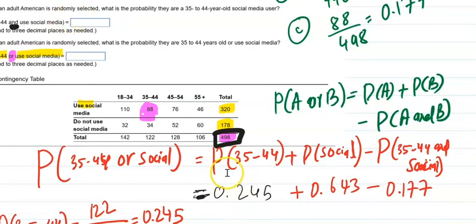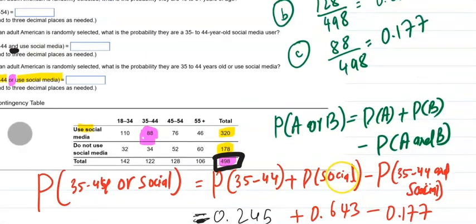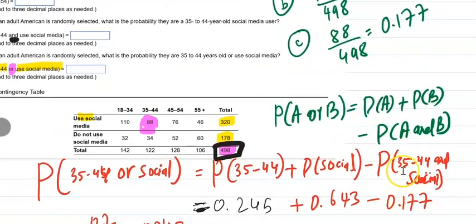is the probability of 35 to 44 plus probability of social going to be 0.643 we found in part A, and minus probability of 35 to 44 and social going to be 0.177 from here. Now if you add these two and subtract these two, the probability going to be, let me do that here, 0.711. Okay, that's the answer for part D.